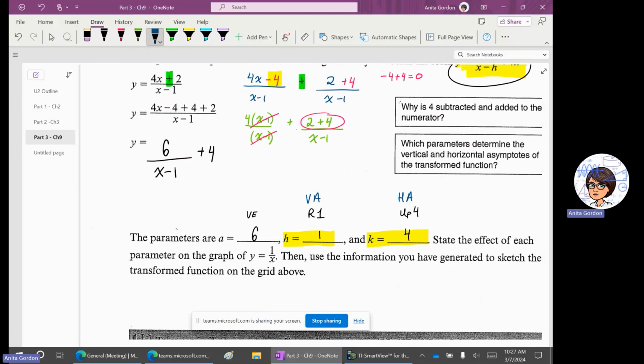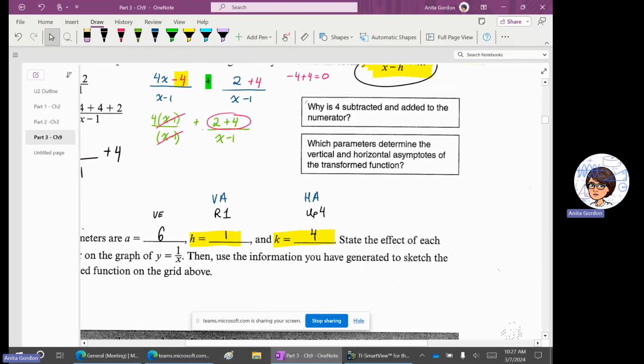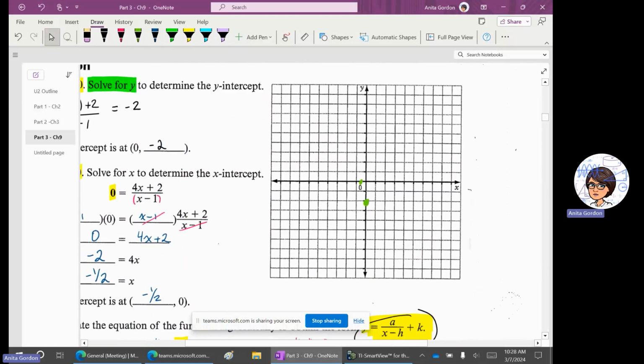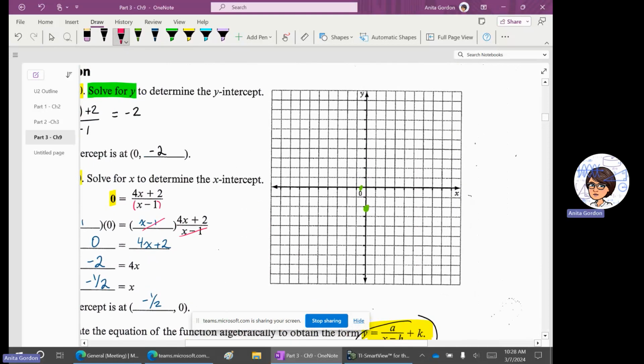So let's go back to the grid and sketch what we have here. I know my x and y intercepts. I know my vertical asymptote has moved to the right 1, and my horizontal asymptote has moved 1, 2, 3, 4 up. So this is where my asymptotes are right now.